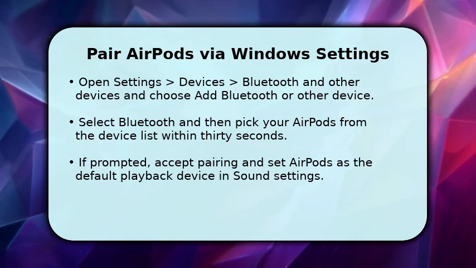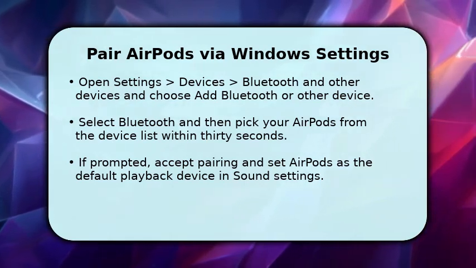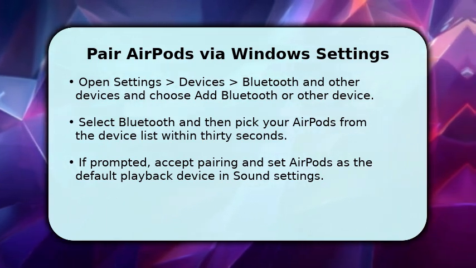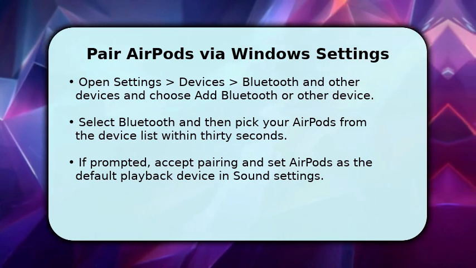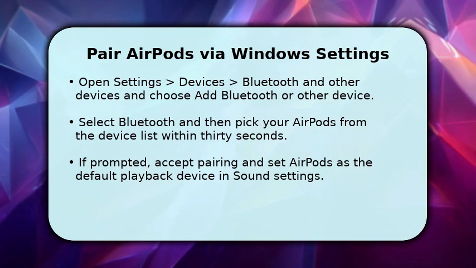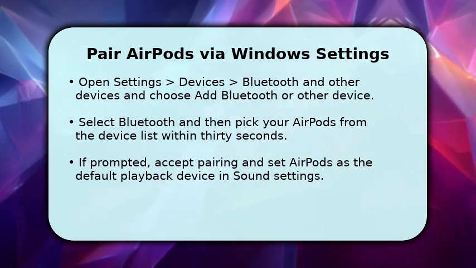On your Windows PC, open Settings and go to Devices, then Bluetooth and Other Devices. Click Add Bluetooth or Other Device and choose Bluetooth from the list of options. Your AirPods should appear in the device list within 30 seconds while their case LED flashes white.